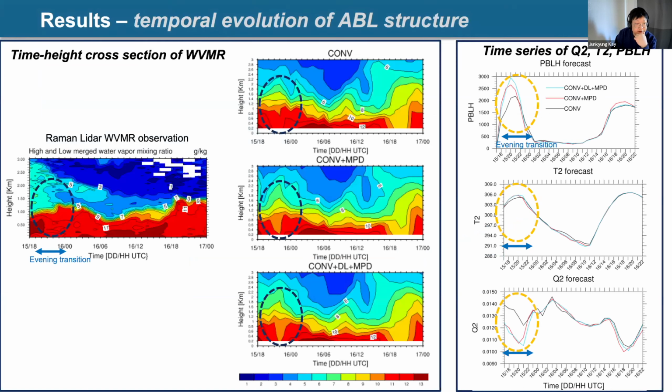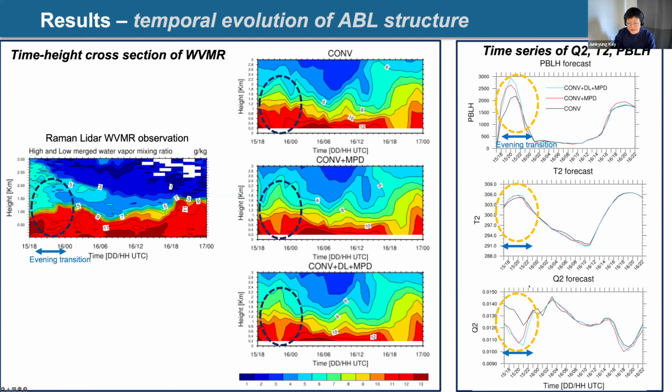The left figure shows the time series of the water vapor mixing ratio observation from Raman lidar, in a height-time cross section. And the middle panel shows the forecast from the 3 different experiments. Assimilating this different set of conventional and ABL profiles results in a very different initial condition and different features of the PBL structure with time, especially during this transition period.